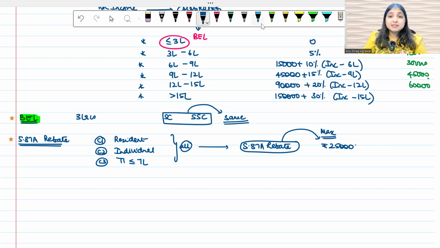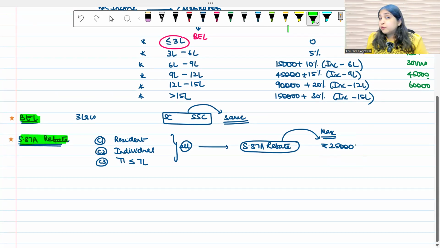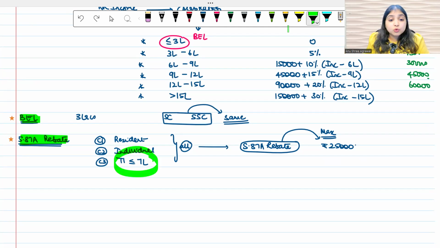See, under the normal provisions, the maximum 87A rebate is 12,500. Under 115 BAC, 87A rebate is exact double. It is 25,000. In normal provisions, you will get 87A rebate only if total income is within 5 lakhs. But under 115 BAC, your limit is 7 lakhs.